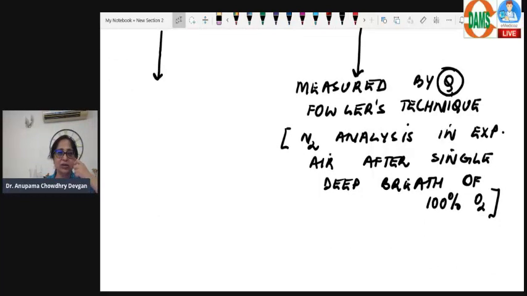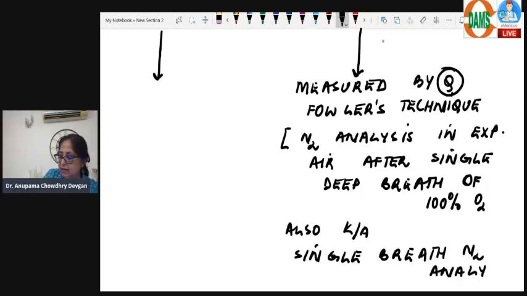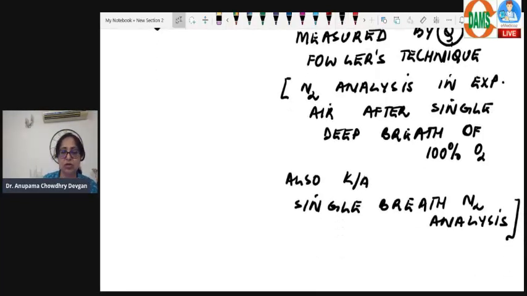Measured by the Fowler's technique. What is this? Nitrogen analysis in the expired air after a single deep breath of 100% oxygen. This is also known as single breath nitrogen analysis. Okay? This is your Fowler's technique for the measurement of anatomic dead space.